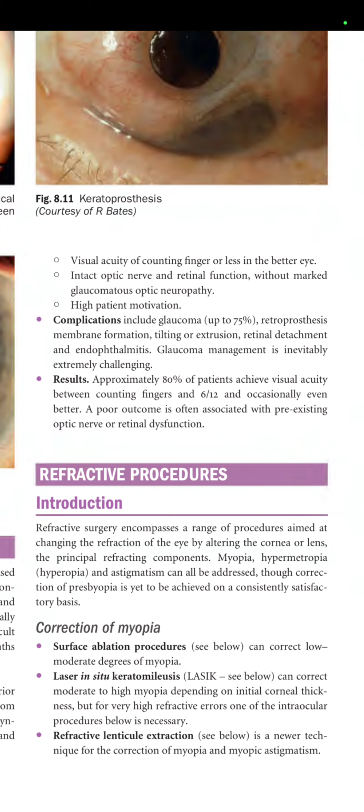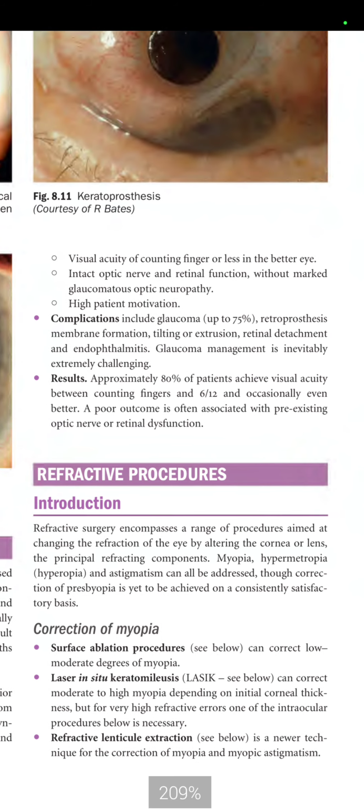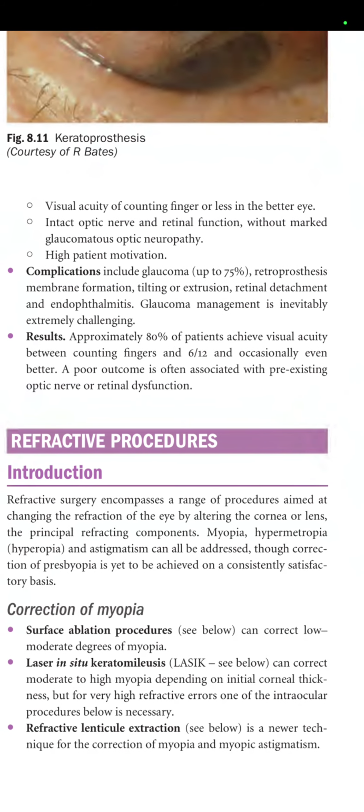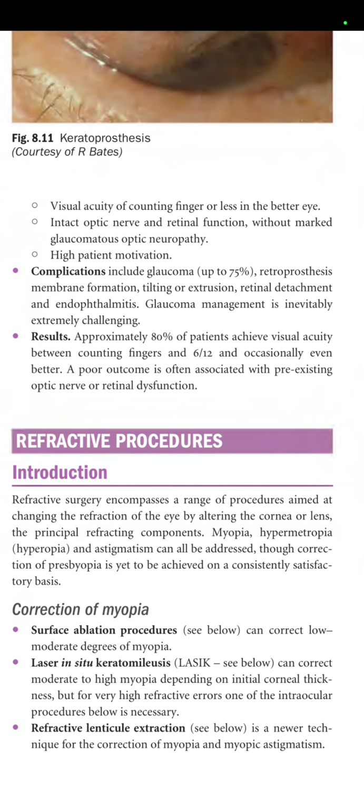Myopia, hypermetropia, and astigmatism can all be addressed, though correction of presbyopia is yet to be achieved on a consistently satisfactory basis. So myopia can be changed, but if there is presbyopia, you cannot do much about it. Correction of myopia. So in a case of myopia correction, what can you do?